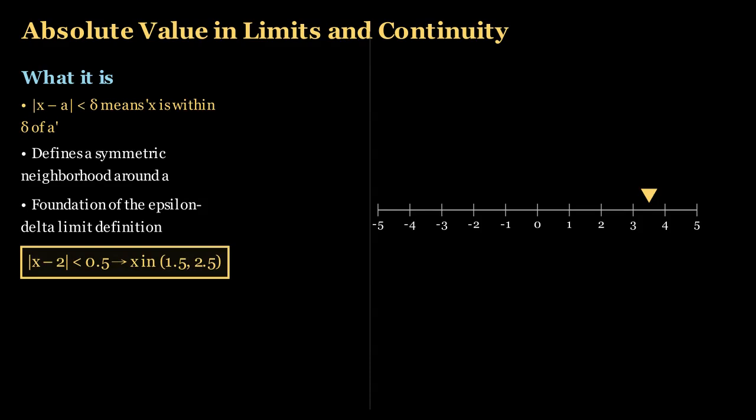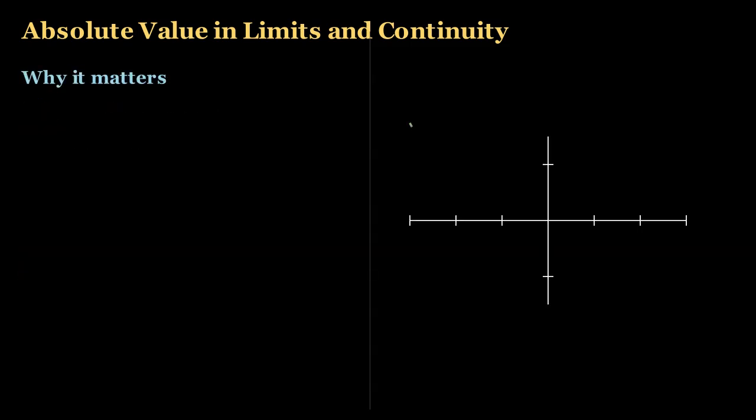This bubble is the key to the formal definition of a limit, where we say f of x gets close to L whenever x is close enough to A. The delta tells us exactly what close enough means. Why do we need this neighborhood idea? Because in calculus, we constantly talk about things getting arbitrarily close to a value, but that's just words.